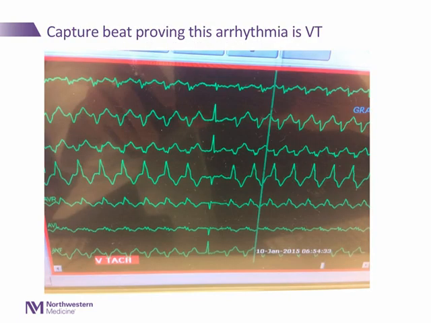Here's an example where scrolling through a wide complex tachycardia reveals one narrow beat. This narrow beat, called a capture beat, proves that the wide complex tachycardia is in fact ventricular in etiology as opposed to supraventricular with aberrancy.